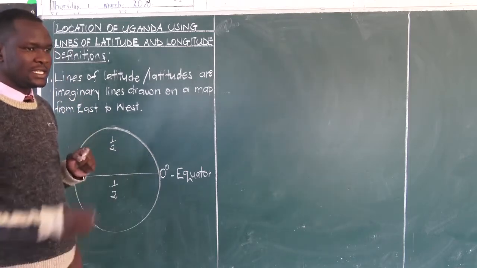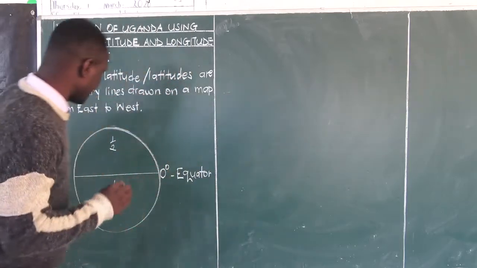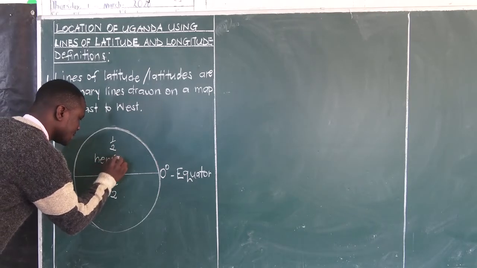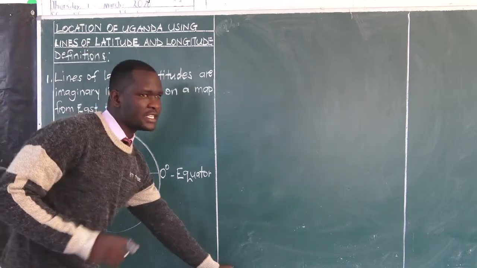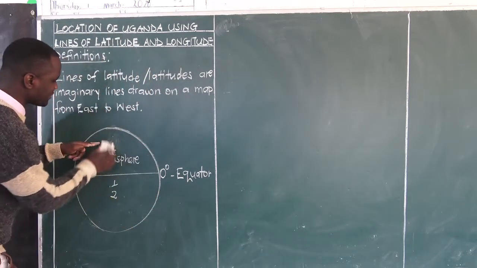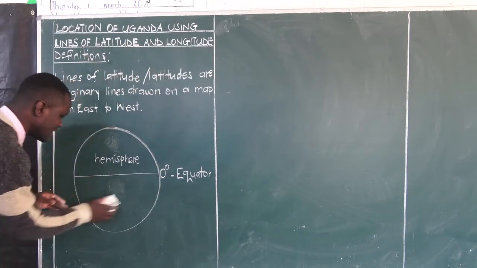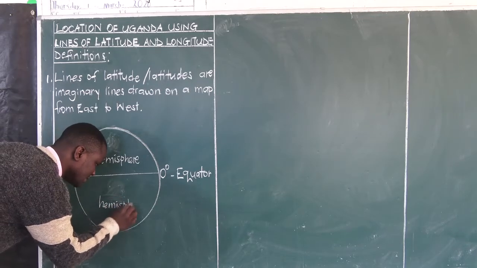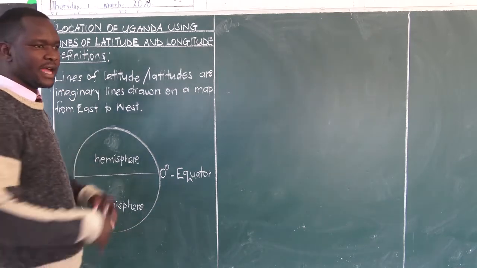Each half is given a name. Which name? This is given the name hemisphere. That is the name given to each half. So here we have this half that we have called the hemisphere. We shall have another half down, also another hemisphere. Take serious note of the spelling. So this is forming two hemispheres and they are equal.